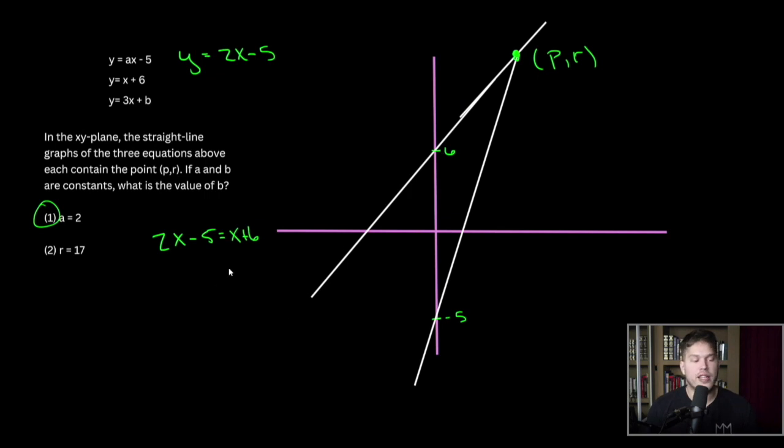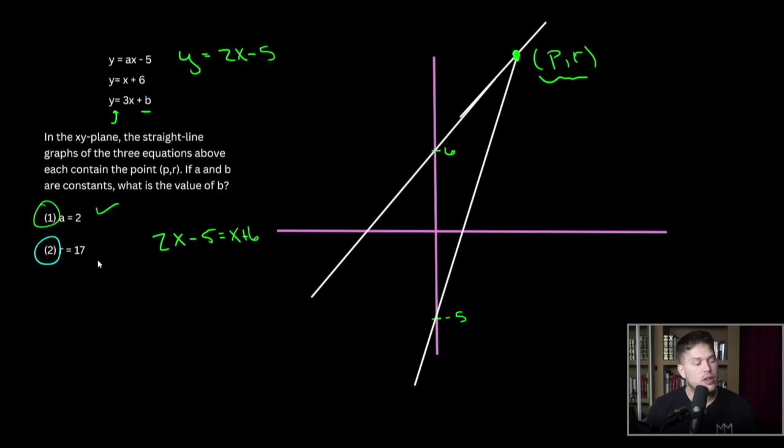At least we would have our x value, and then you would plug your x value in to find your y value. And then once we had our (p, r) coordinate, we could use it and plug those values in for x and y here to solve for b. And so we would be able to solve for b just from knowing that the a value is 2, so statement 1 is sufficient. What about statement 2?